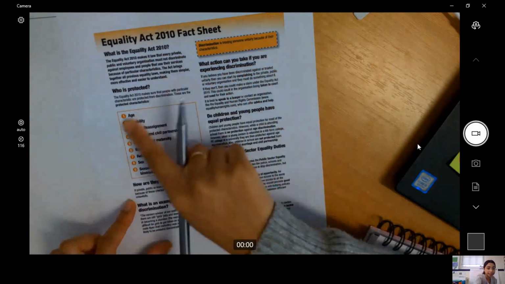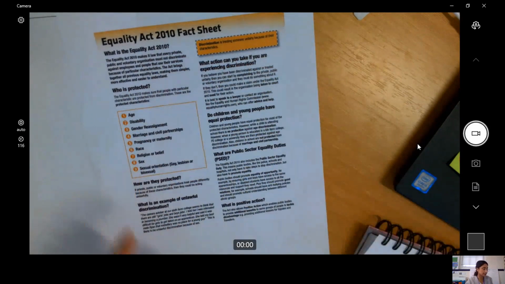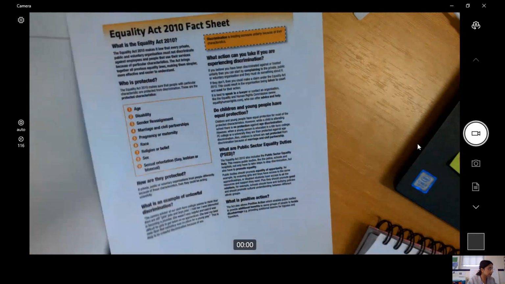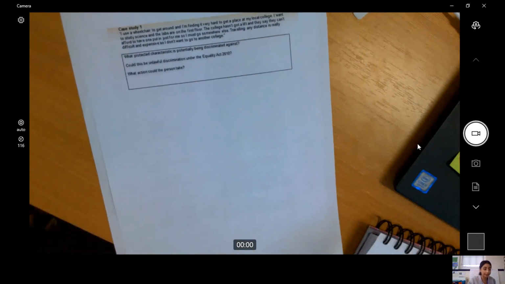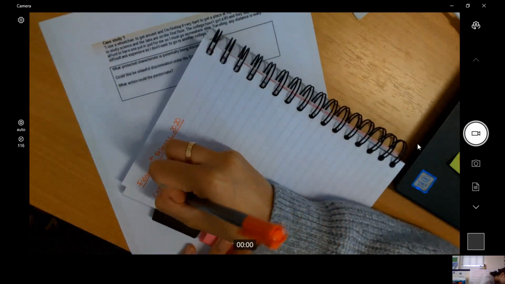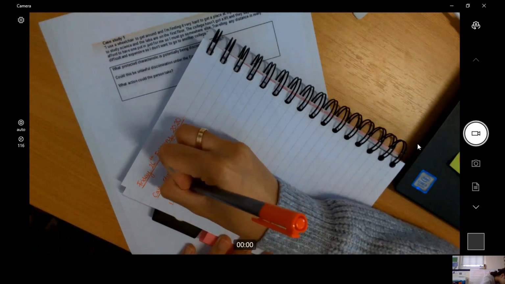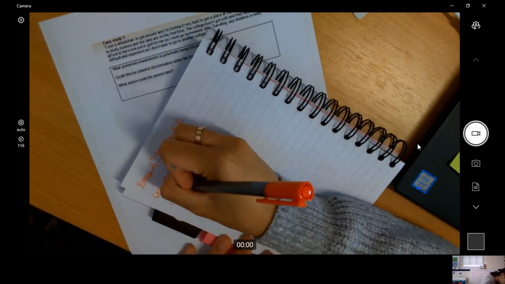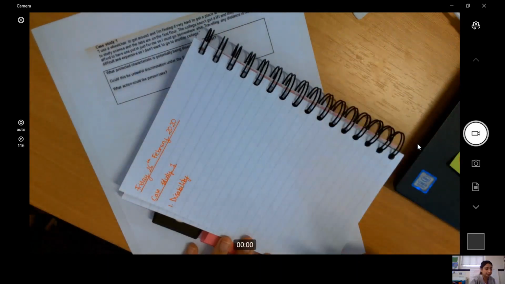The different types of protected characteristics are here. We have 9 different protected characteristics. Is age being discriminated here? Is this person being treated unfairly because of their age? No, it's not. Number 2, is it disability? I would agree that it's disability, as this person has a wheelchair and finds it difficult to walk, and therefore that is why they have a wheelchair. So the first protected characteristic that's potentially being discriminated against is their disability. So I'm going to write number 1 here, and I'm going to write disability. So disability is the protected characteristic that is broken here.